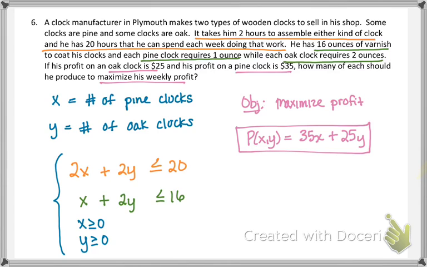So you're going to test each vertex into this objective function and see which one gives you the most profit or the most income. And then once you figure it out, answer the question that they're asking you in a complete sentence, right? Don't give me just a point like 3, 2. What does that mean? 3 oak clocks, 5 pine clocks, whatever that may mean. So answer the question. And that will be what you're going to work on for the rest of class and for your homework.